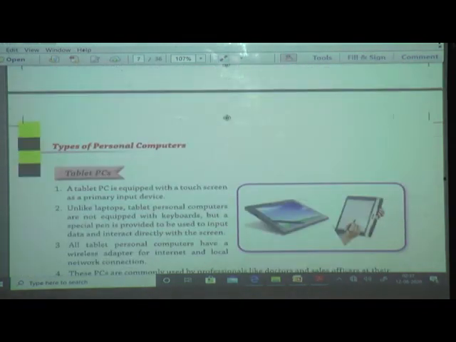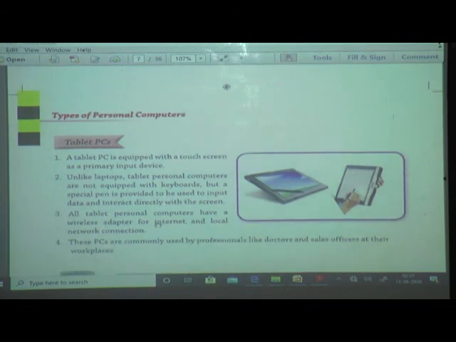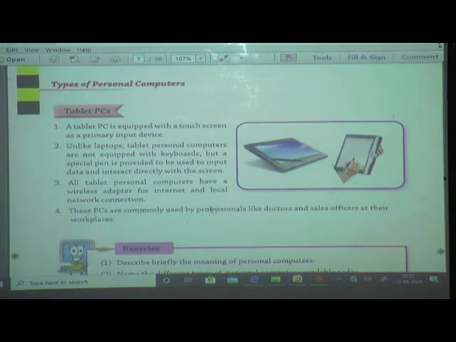And next is the tablet PC. With a tablet PC, there is no need for a keyboard. It has a special pen, and by using that pen, if we want to give input, we can give the input. And where are we using this mostly? Doctors. Tablets like that are used by doctors and sales officers.